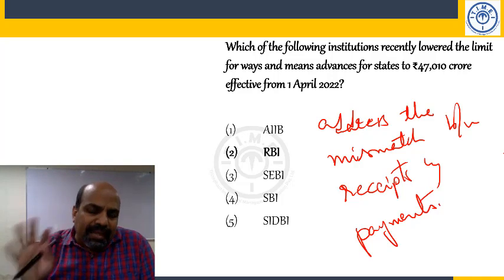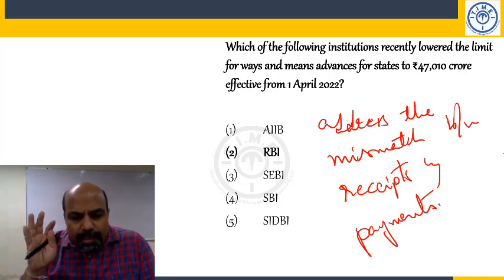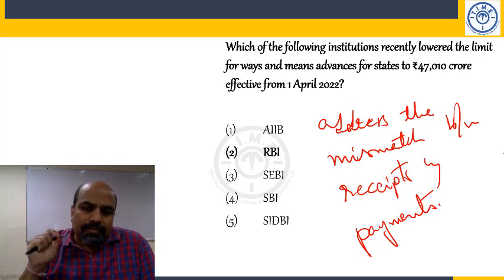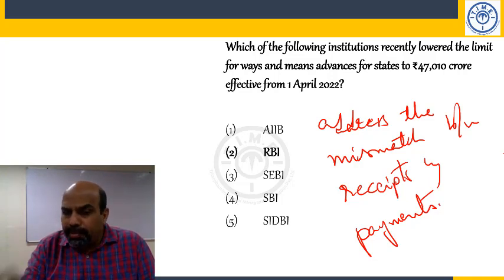Government can avail immediate cash or funds from the RBI, yeah? Full stop. Such borrowing helps the government address the mismatch between receipts and payments. Okay, next.